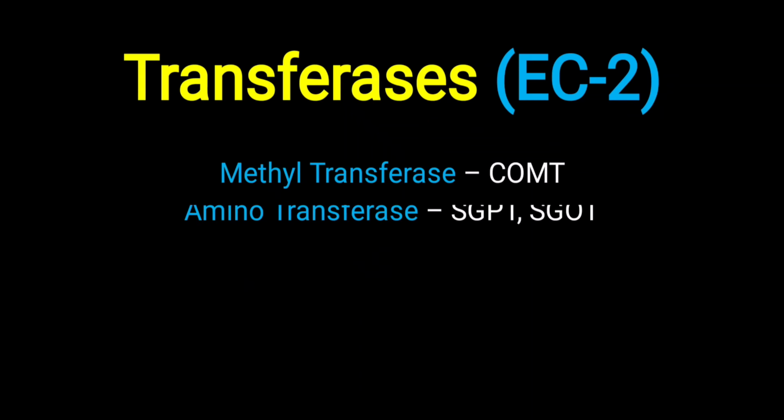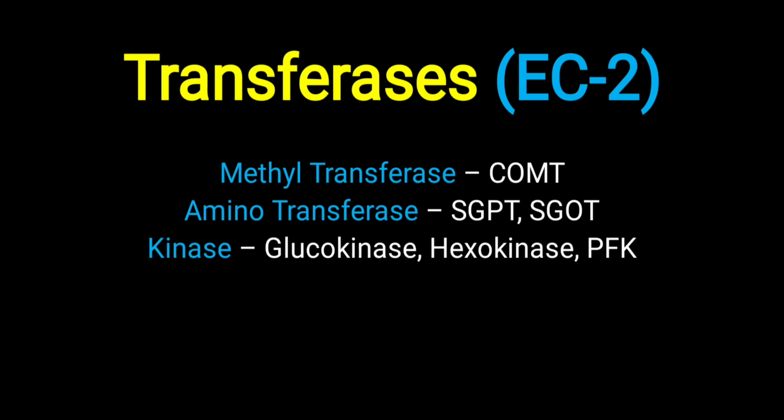Now the second class of enzymes is transferases, which are involved in the transfer of a group other than hydrogen. Methyl transferase like COMT belongs to the transferases. Amino transferases like SGPT and SGOT, also named ALT and AST, belong to the transferases. So for any name of a transferase, simply jump to enzyme class 2. Further, all kinases belong to enzyme class 2, whether it is glucokinase, hexokinase or phosphofructokinase. All these kinases belong to the transferase group.